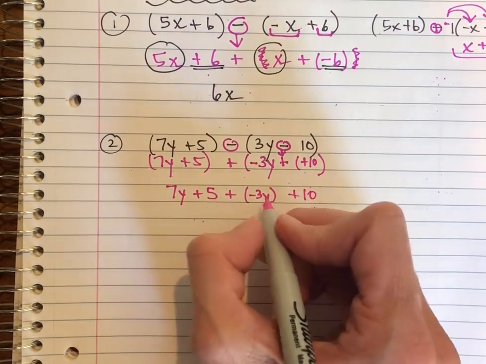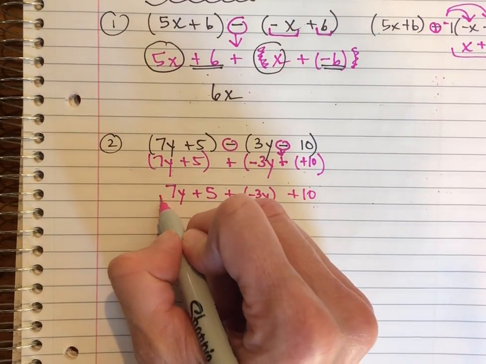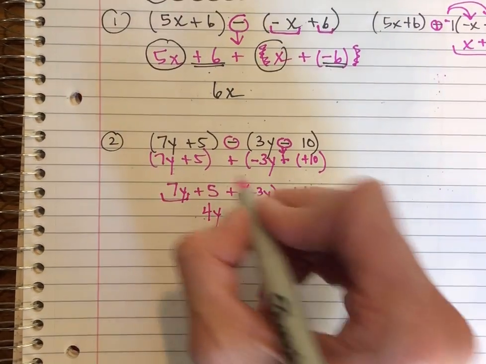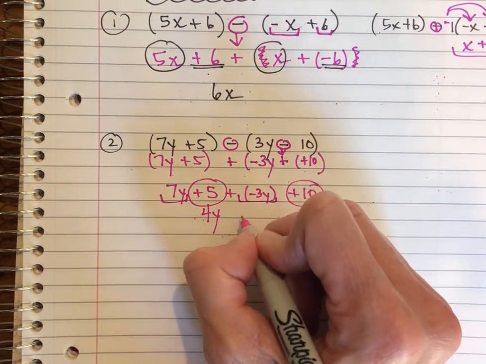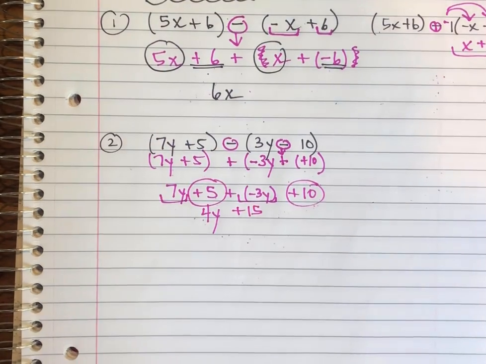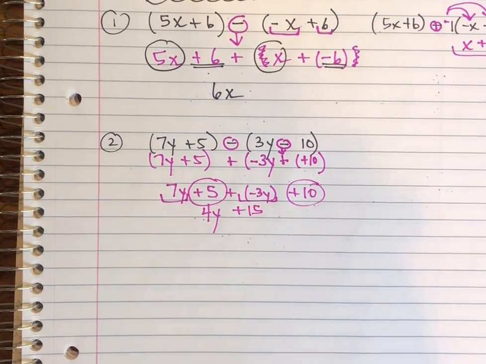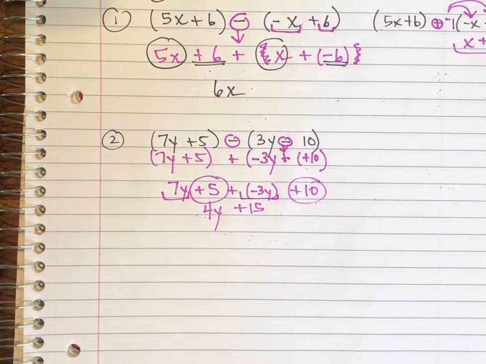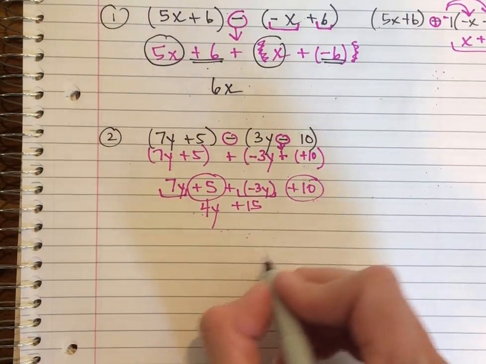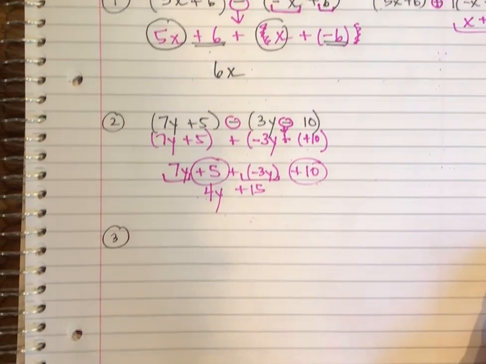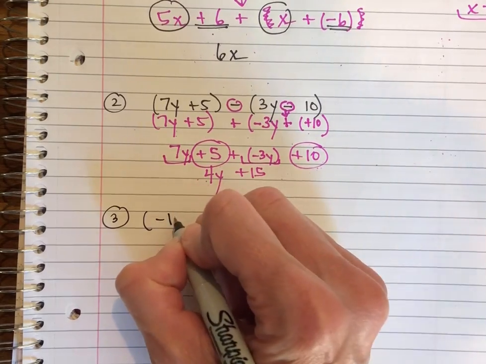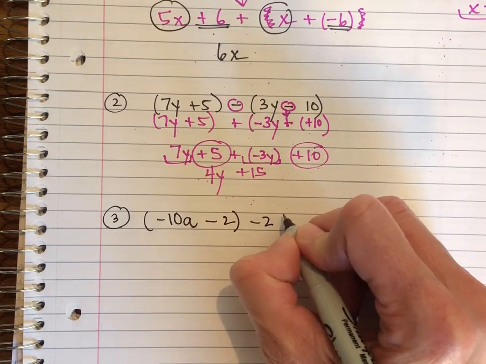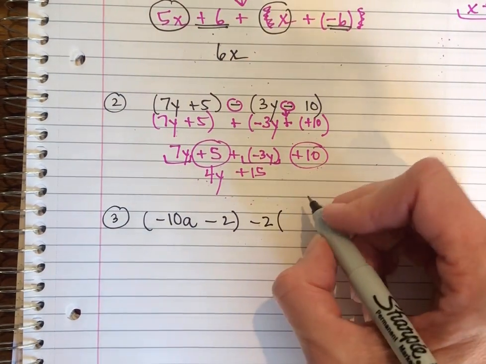Okay, so then I can work on adding my like terms. I have 7y, I owe 3y, which means I have 4y. I have 5, I have 10, I have 15. Okay, so let's try that again. On the next one, we're gonna practice subtraction to addition again. So number 3, the more we practice, the easier it becomes. Negative 10a minus 2 parenthesis 10a plus 2.